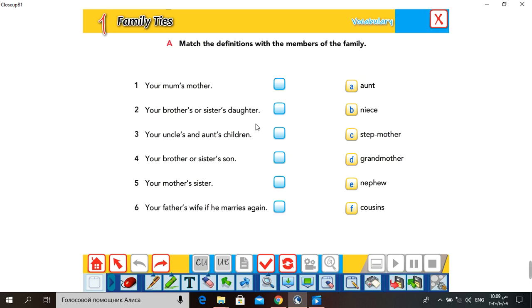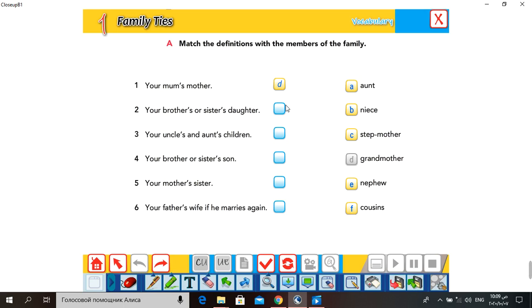Number A says, match the definitions with the members of the family. I need you to pause, read all the words, and then try to guess the matching between the name of the family member and the definition. Now let's proceed. Number 1, your mom's mother. Your mom's mother is your grandmother. Well done. 2, your brother's or sister's daughter.